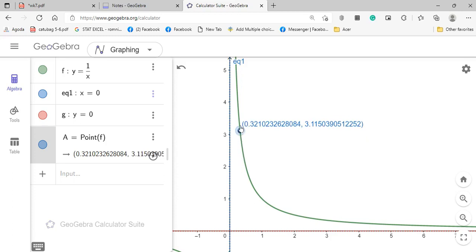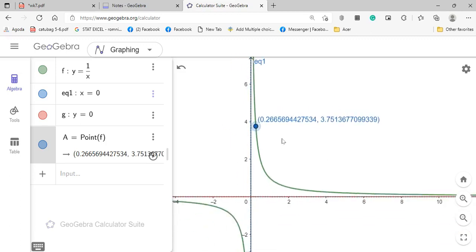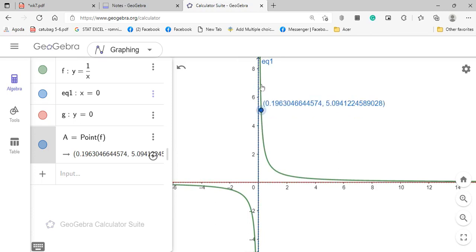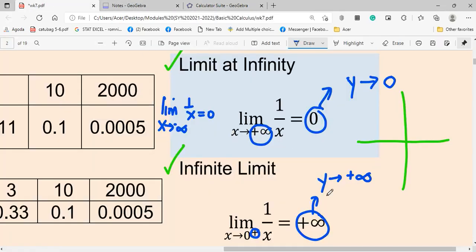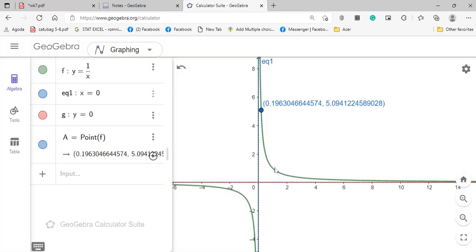Tingnan mo ang nangyayari. Ibig sabihin, lumalaki at lumalaki ang value ng y, class. At hindi mo yan mapipigilan. Tuloy-tuloy lang yan. Okay? And that is an indication in the infinite limit. As you approach 0 from the right, y just keeps on increasing. You see that?